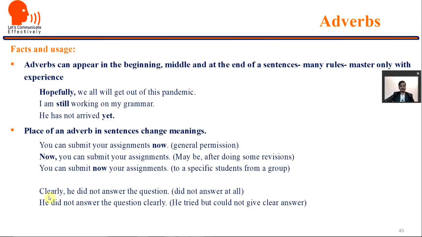Look at the second type of example. Clearly he did not answer the question. Here the adverb clearly is used in the beginning of a sentence. It indicates he did not answer at all. But in the second sentence, he did not answer the question clearly. So here he tried but could not give a clear answer.